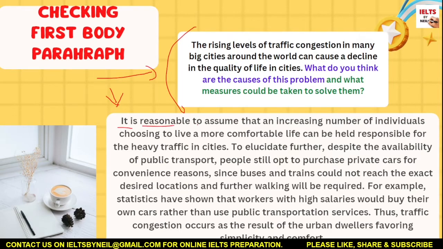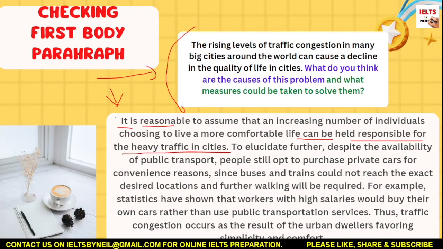It is reasonable to assume that an increasing number of individuals choosing to live a more comfortable life can be held responsible for the heavy traffic in the cities. Means the people these days, they are wanting to live a comfortable life. So this can be a major problem for the heavy traffic.